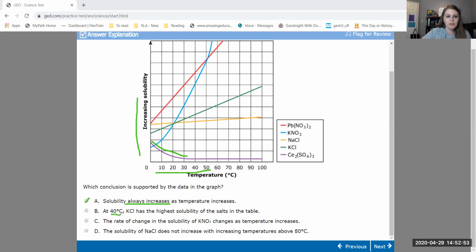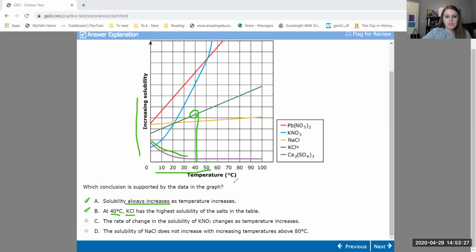Letter B, at 40 degrees, KCl, whatever that is, don't worry, has the highest solubility of the salts in the table. So I'm going to find 40 degrees. I'm going to figure out what color KCl is, which is this green one. So I'm going to go 40 degrees right there. There's our KCl. It has the highest solubility? I don't know. This blue line and this pinkish red line look a little bit higher to me. So I don't think it has the highest. Let's mark out answer B.